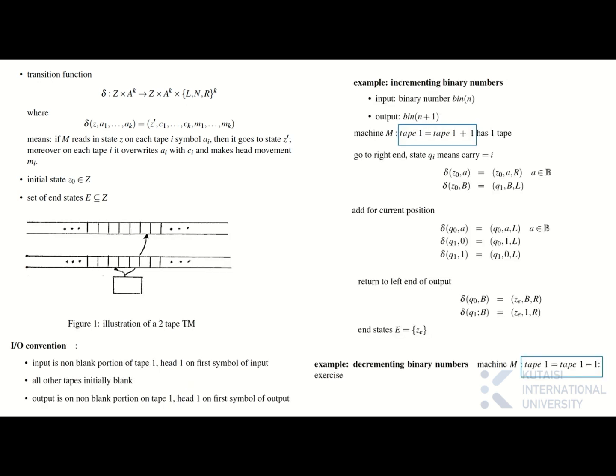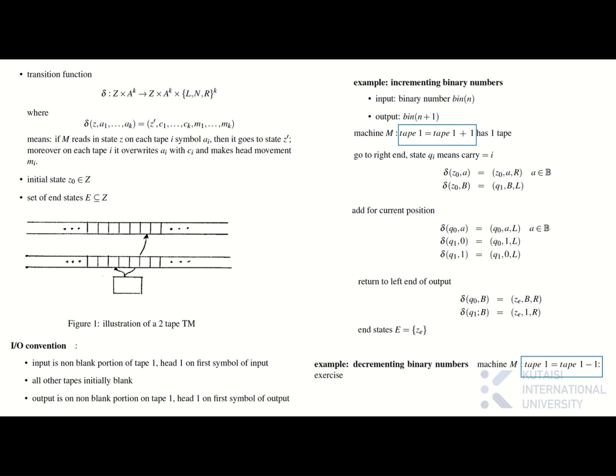This machine takes as input just a binary number that is written like this without interruption, and it outputs the binary number plus 1. Because I somehow had to interpret what my input is. If it has hashtags, then what number am I taking as input? So I have to agree that my input is written on tape 1 and it's not interrupted by blanks. It's just like this.